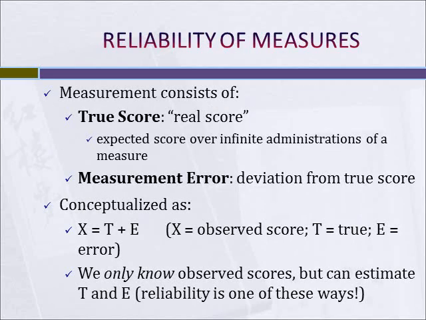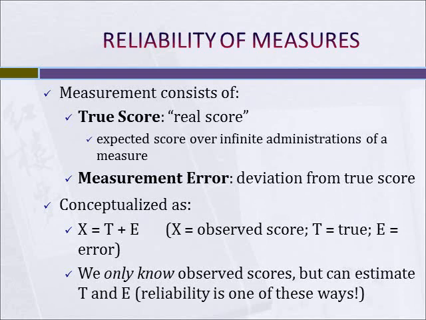In order to really understand reliability, we have to understand very basically the concept of psychological measurement. Measurement essentially consists of two main components: a true score and measurement error. So the true score is essentially your real score, what your actual value is. If the universe is aligned and we can know exactly what your conscientiousness was, if we can measure that without error, that's your expected score. If we could give the scale an infinite amount of times, that's your real score.